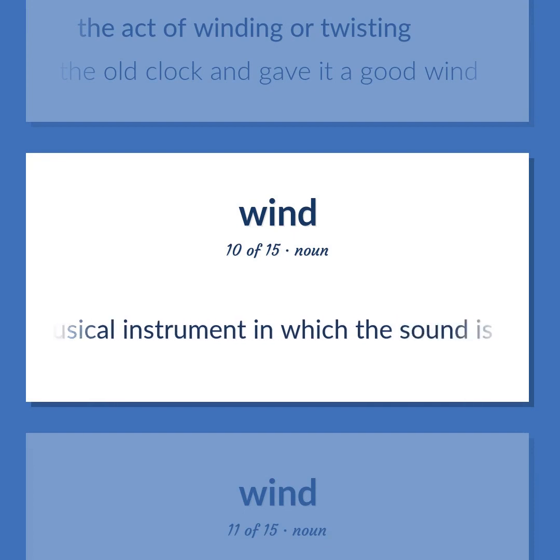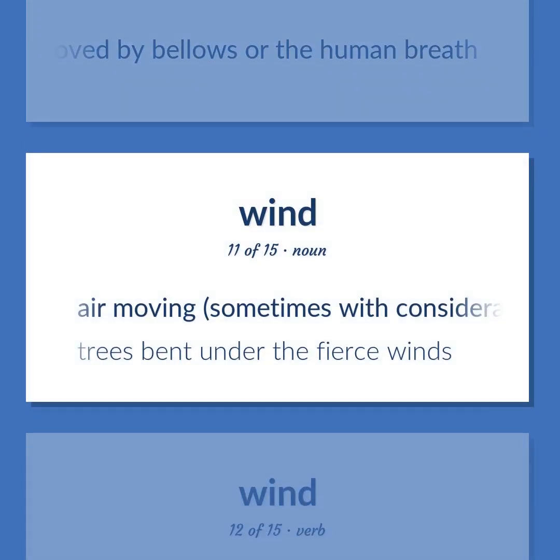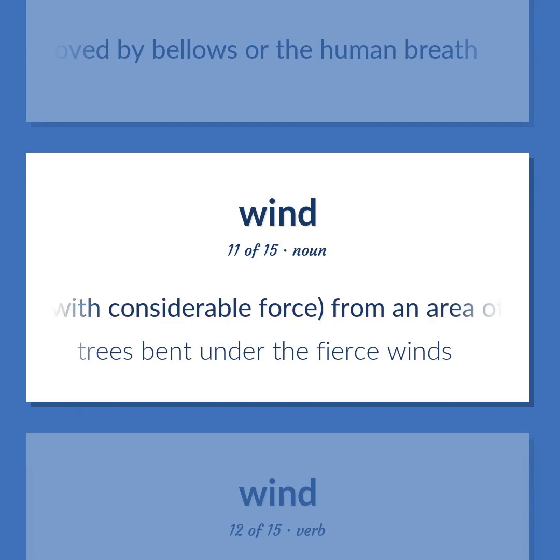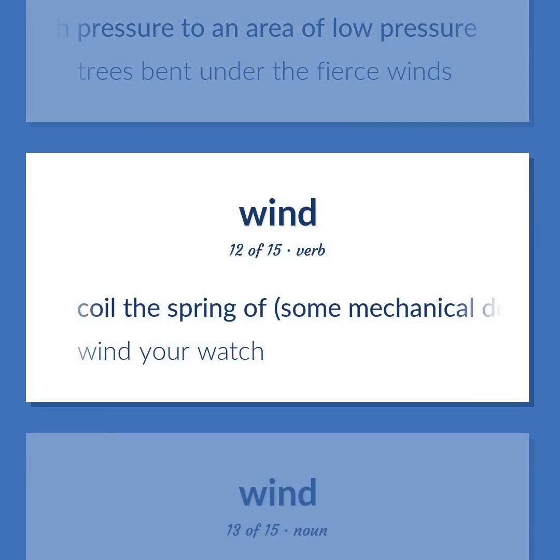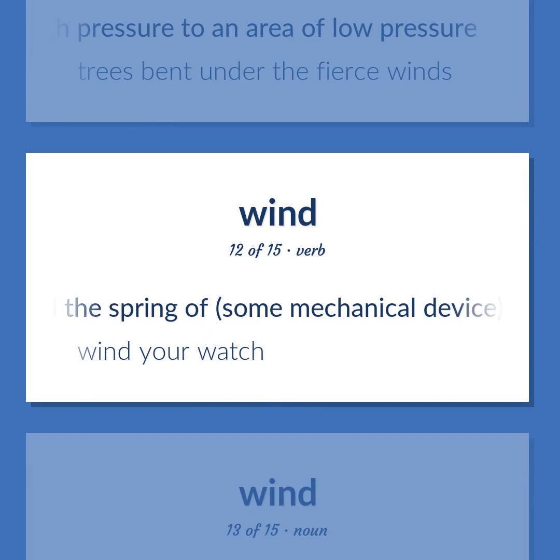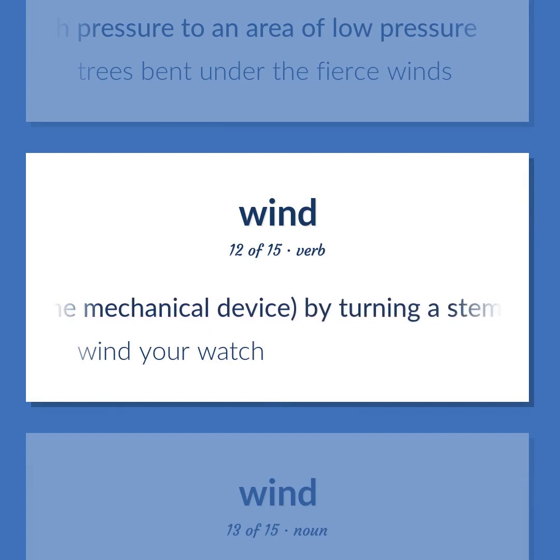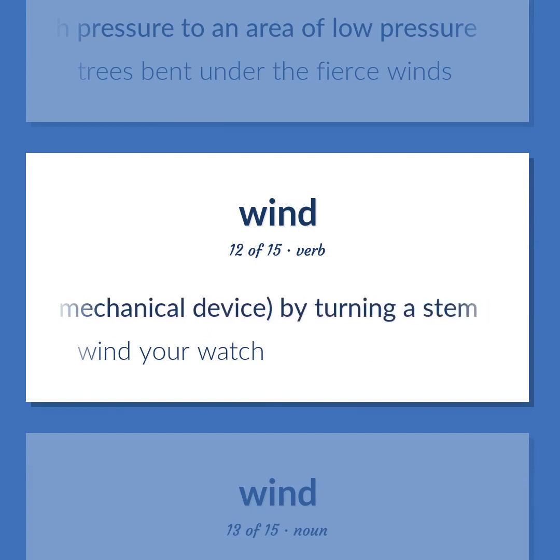A musical instrument in which the sound is produced by an enclosed column of air that is moved by bellows or the human breath. Air moving, sometimes with considerable force, from an area of high pressure to an area of low pressure. Trees bent under the fierce winds. Coil the spring of some mechanical device by turning a stem. Wind your watch.